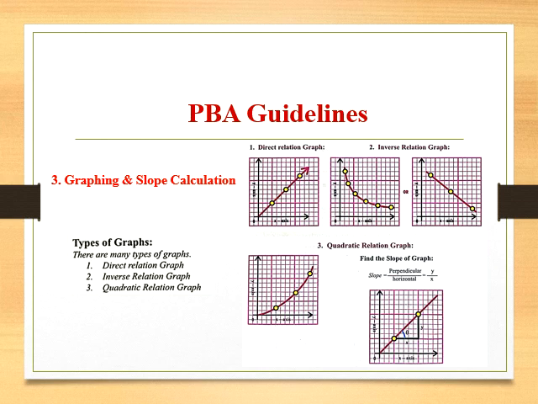Okay, this is for the graph. Usually we see that the graphs are always part of the PBA paper. So like in this part, this graph shows the direct relation between the quantity that is plotted on y-axis and the x-axis. This shows the inverse relation, and this shows the quadratic relation, the curves in the graph that shows the quadratic relation. So you must remember, know how to calculate the slope of the graph.